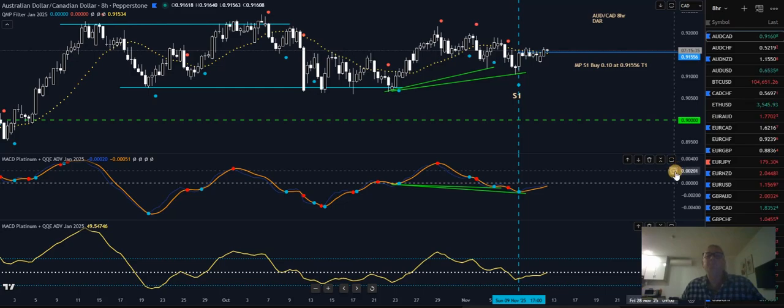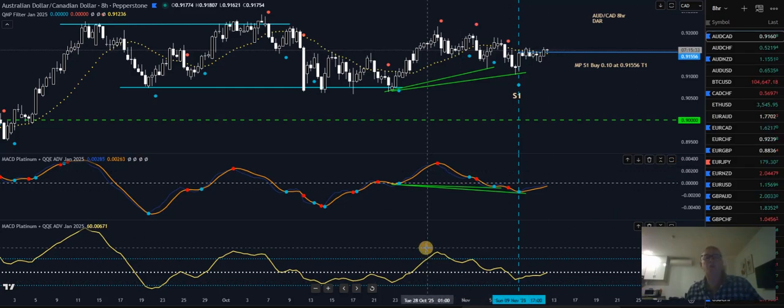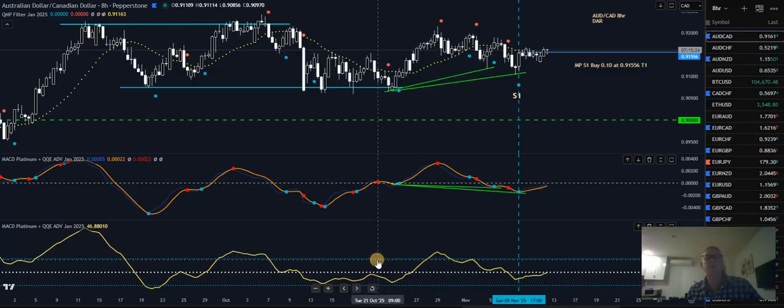All right. Now, my main trading on this setup is the QQE Advanced. So it's the bottom indicator. You'll see the 3 lines on there. The top line's the 60 level. The middle white dotted line's the 50 level, and the bottom line's the 40 level.